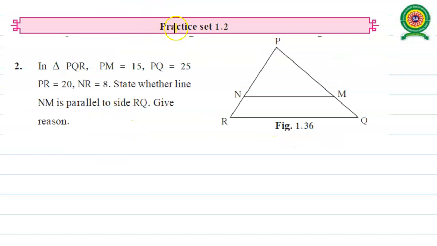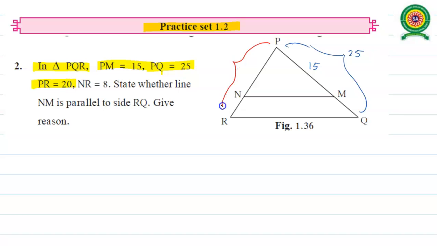Now look at question number 2 from practice set 1.2. In triangle PQR we have the given figure, PM equals 15. So I am plotting whatever lengths are given on the figure. PM equals 15. Then overall PQ we have to be 25. Next to it we have given PR equals 20. So look at the PR, overall PR we have as 20. Then next to it we have NR equals 8. Look at NR equals 8 we have given.